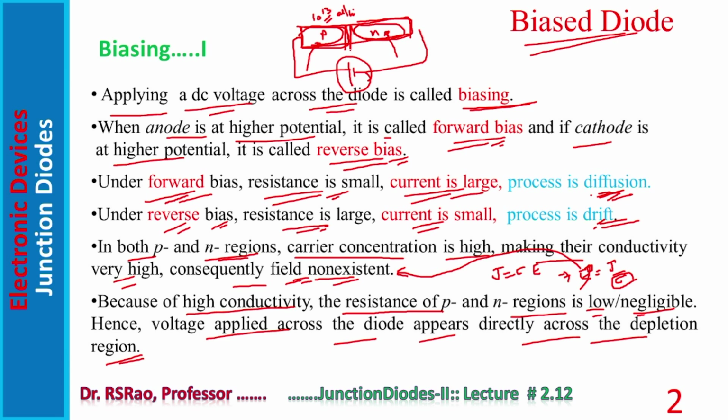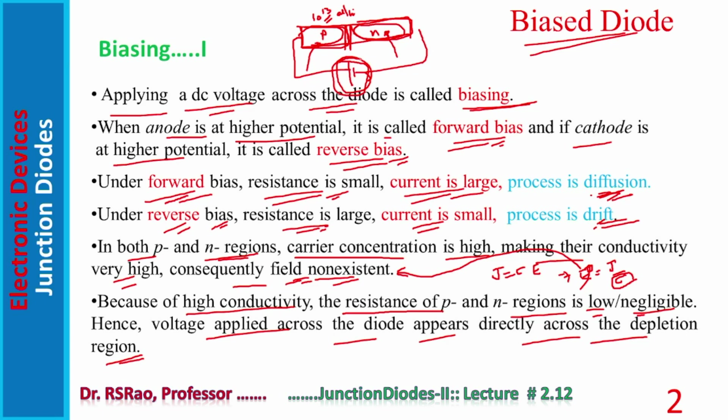Of course, this statement is only approximately true, because however large the conductivity of P and N regions may be, it is not infinity. Therefore, resistances of P and N regions cannot be zero. Of course, it is near to zero, very small, but not zero. Naturally, a certain amount of applied voltage.